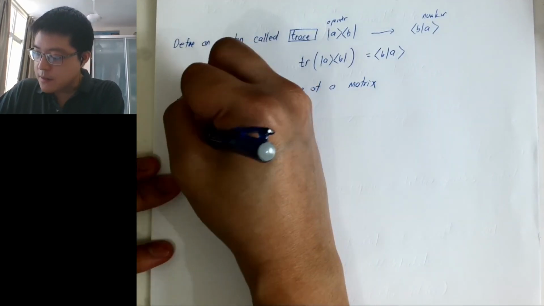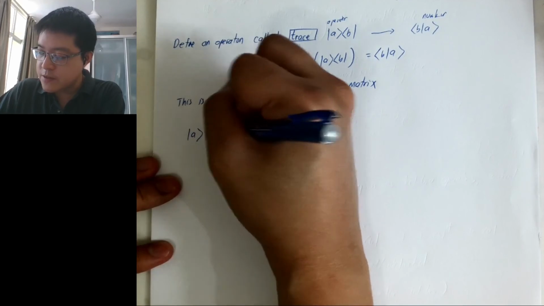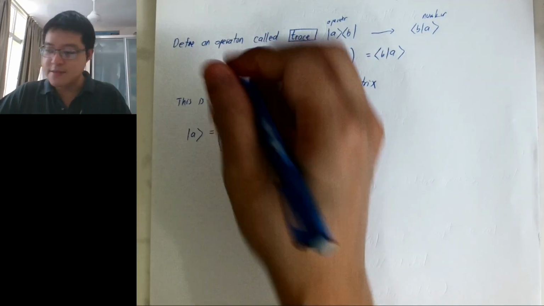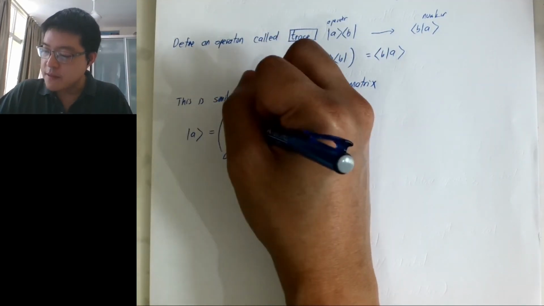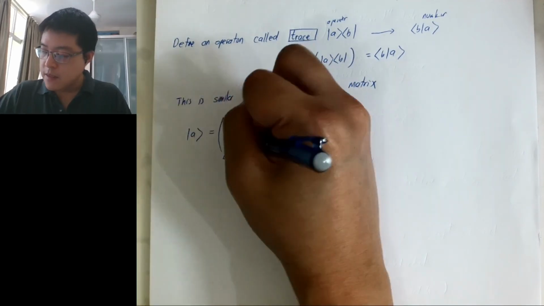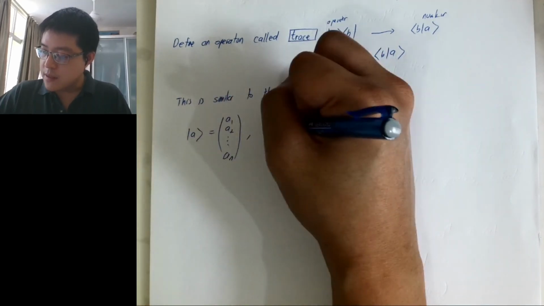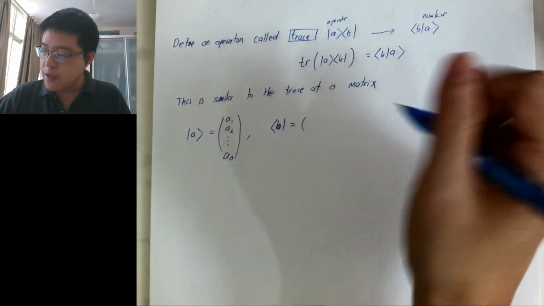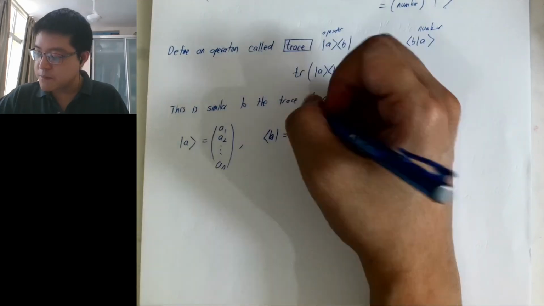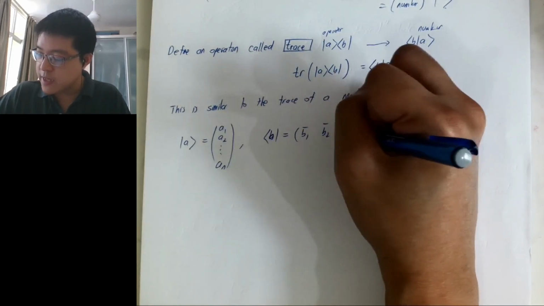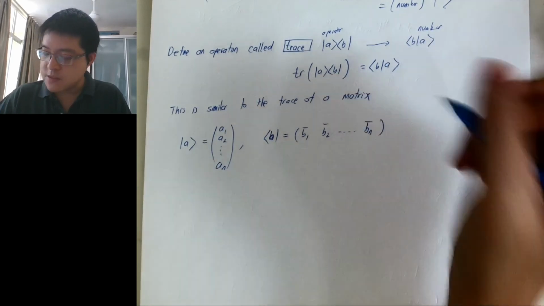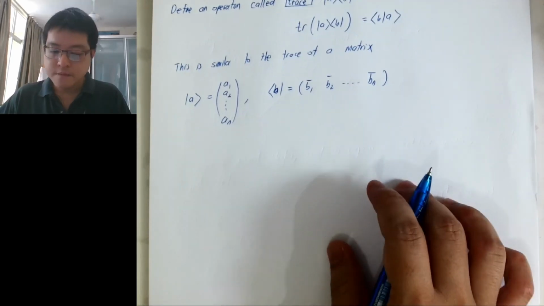Firstly, let's say I have a ket, and usually we always write the ket as a column vector. So I have A1, A2, dot dot dot, let's say AN. And then let's say I have a bra, the bra B, and B, at least my habit is to write as a row vector: B1 conjugate, B2 conjugate, until Bn, complex conjugate.